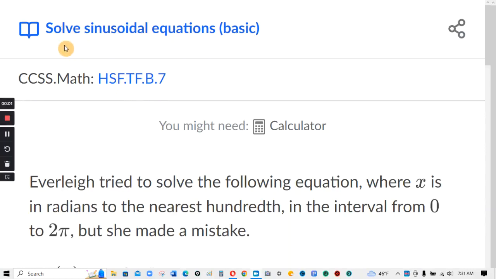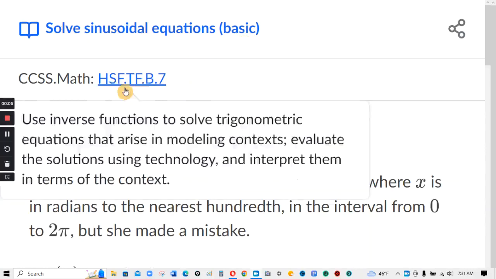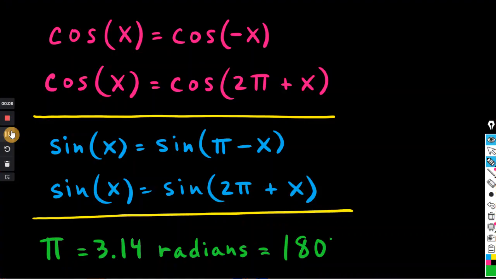This will be for the con exercise. Solve sinusoidal equations, basic. Okay, some things you need to know for this exercise, and I'll explain why these are true in another video.